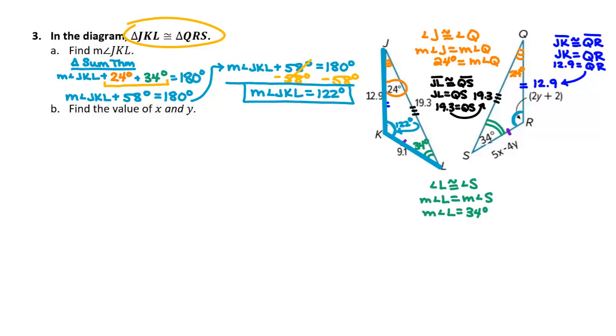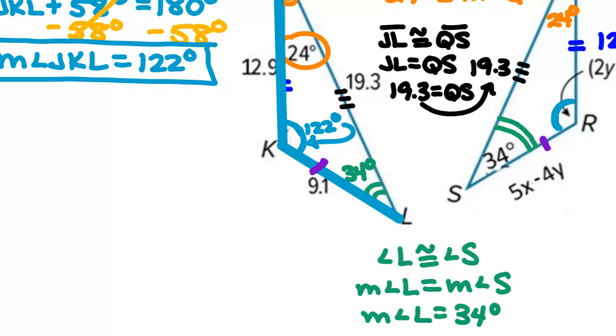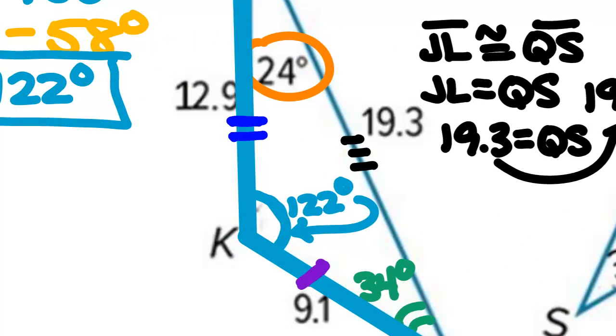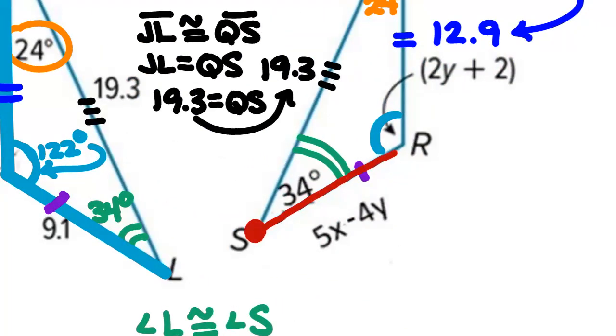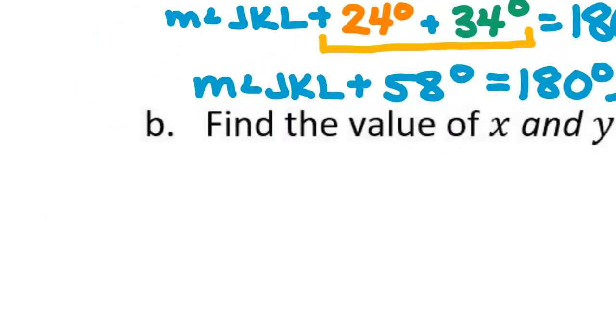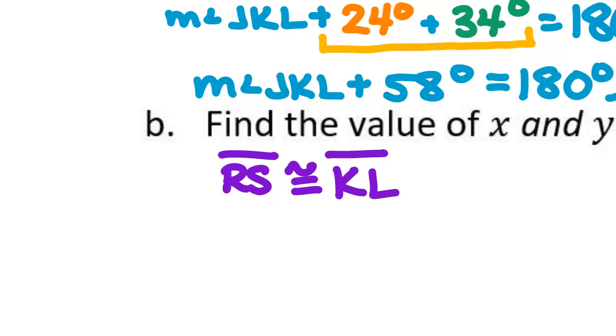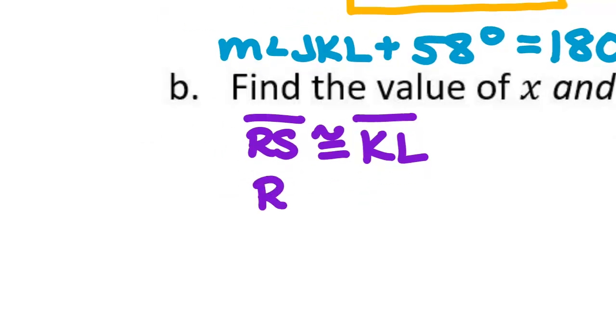And then we get to part B. Part B says find the values of X and Y. Where is X in this picture? 5x minus 4y. Which segment is that? Segment RS. All right, so from here over to here. 5x minus 4y. What segment is congruent to RS? KL. So segment RS is congruent to segment KL. That means the length of segment RS is equal to the length of segment KL.